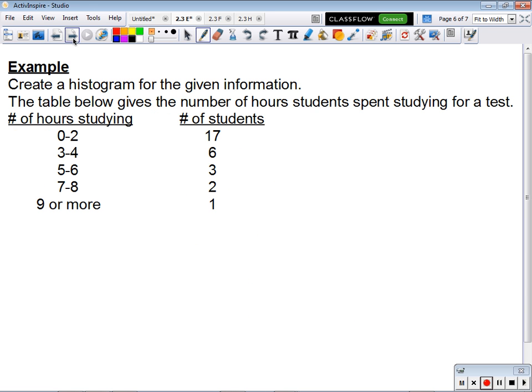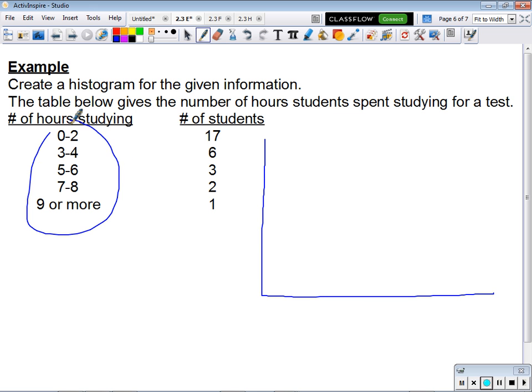When we start to talk about histograms, we're making the same type of graph, but instead of having categories on the bottom, we're going to have these hours of studying on the bottom. So my first bar is going to be from 0 to 2. My next one will be from 3 to 4. My next one will be from 5 to 6. And then I have 7 to 8. And then I have 9 or more. So I'm going to put that off on the right here.